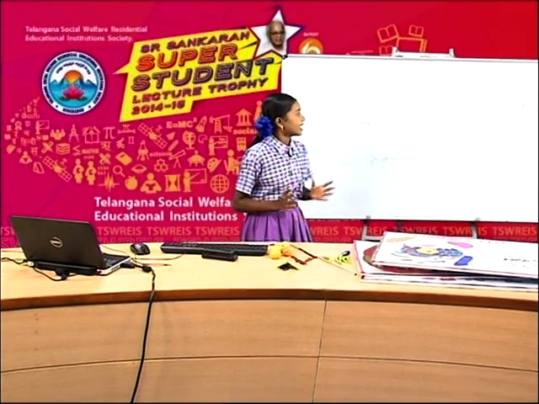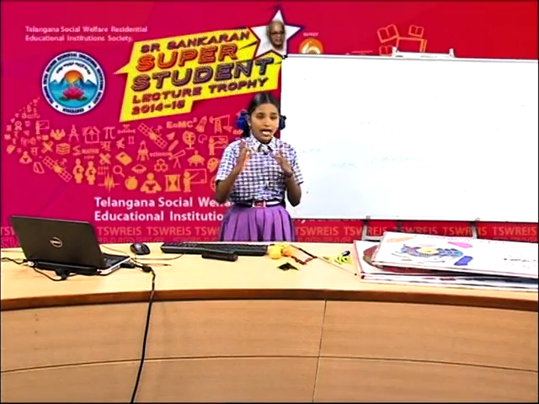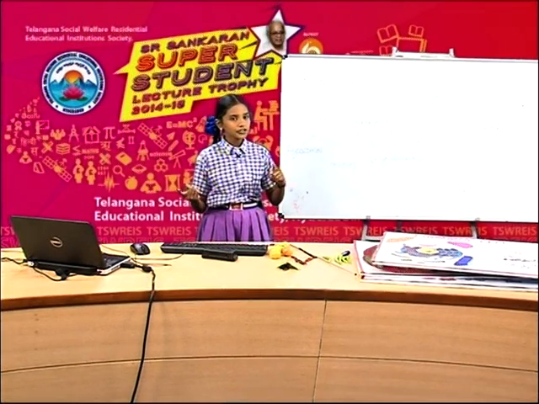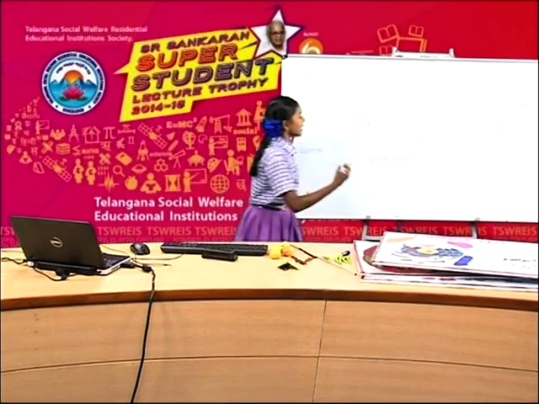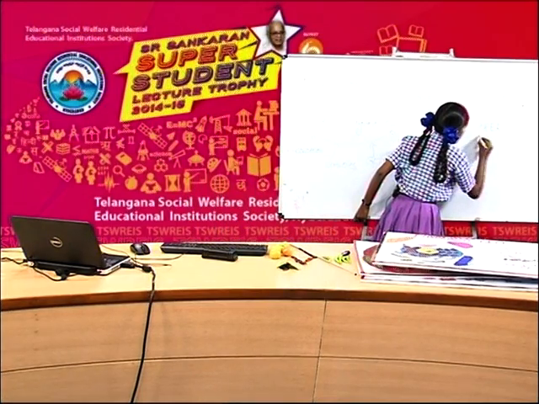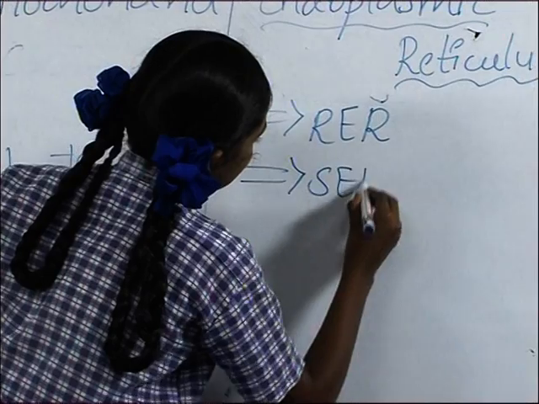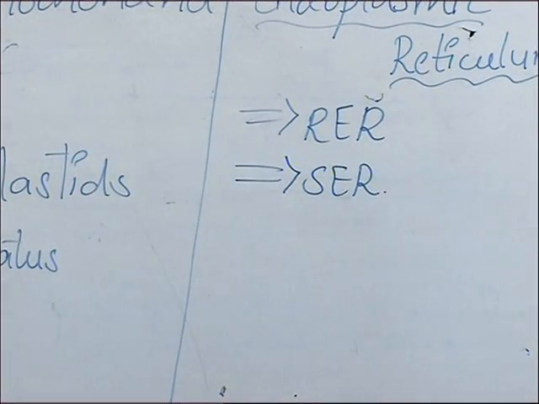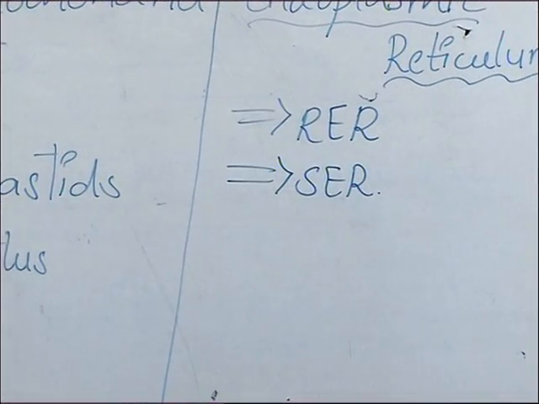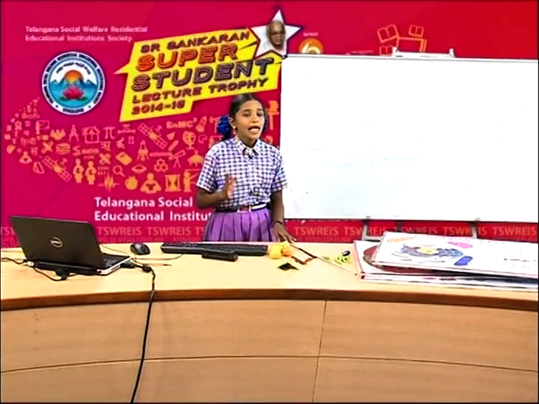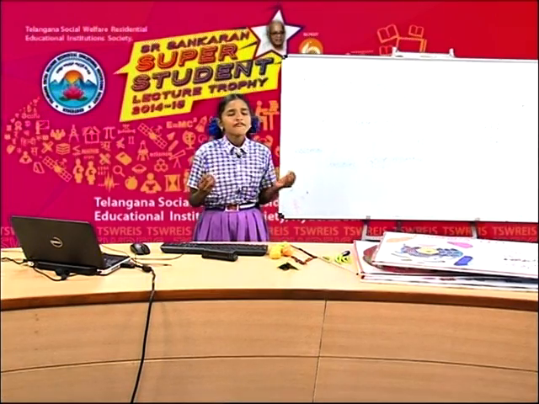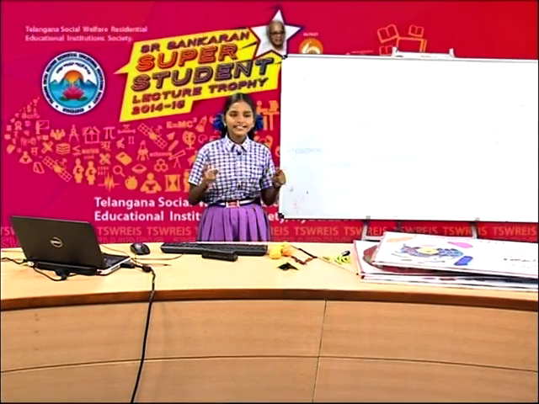Next, the area where the ribosomes are not present on the surface is called smooth endoplasmic reticulum, and it is denoted as SER. This smooth endoplasmic reticulum helps in manufacture of molecules or lipids which are important for cell function.